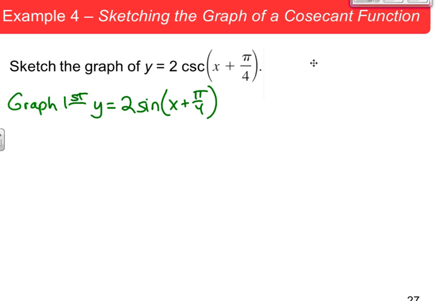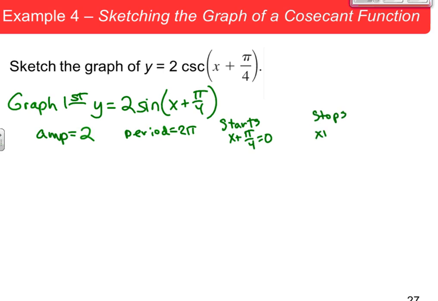So for this part, the amplitude is equal to 2, right? Because it's that value that's right here. The period is still 2 pi because b equals 1. So the period is 2 pi. It is horizontally shifted, and we're going to address that by saying where it starts and stops. It starts when x plus pi over 4 equals 0, and it stops when x plus pi over 4 equals 2 pi. 0 and 2 pi being the beginning and the end of the periods as we go.